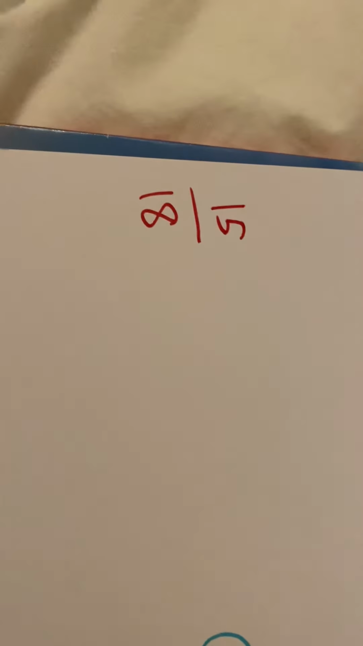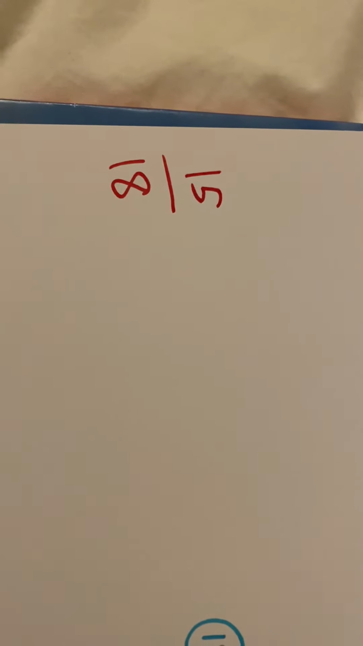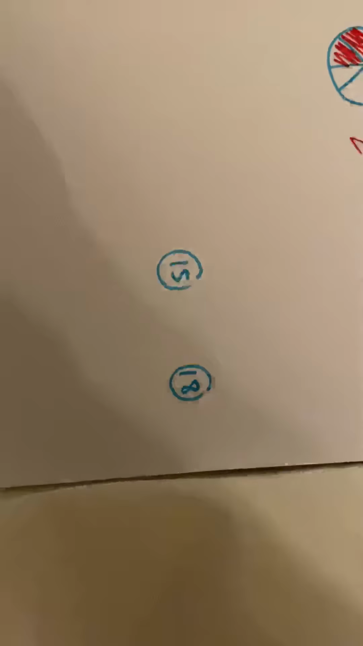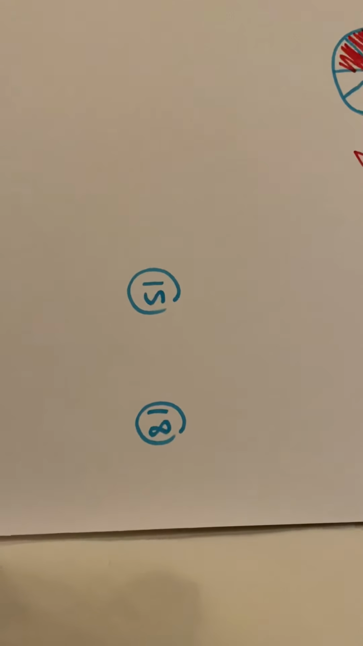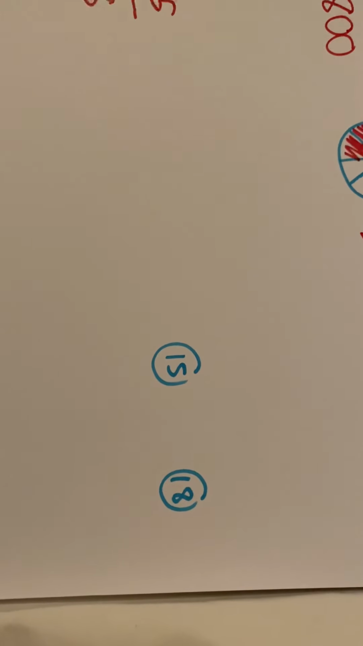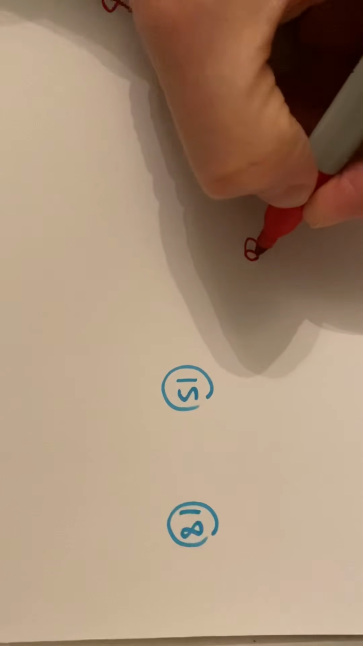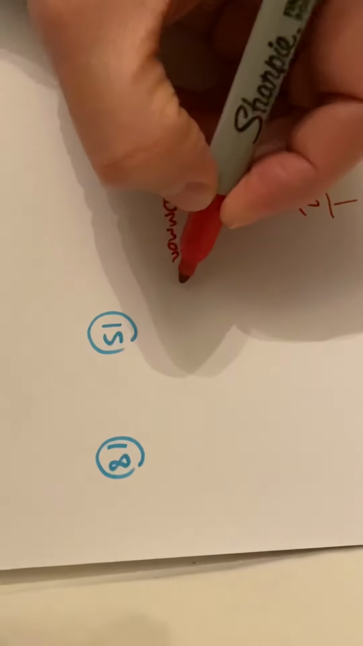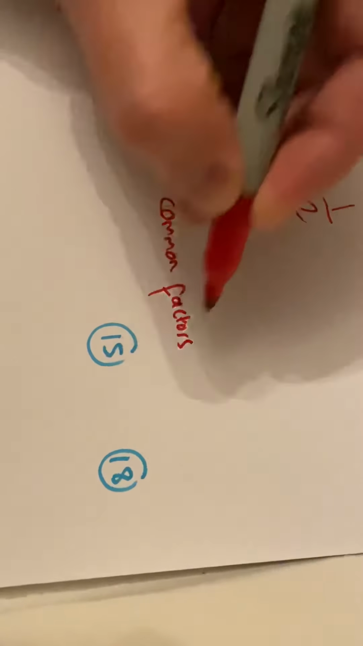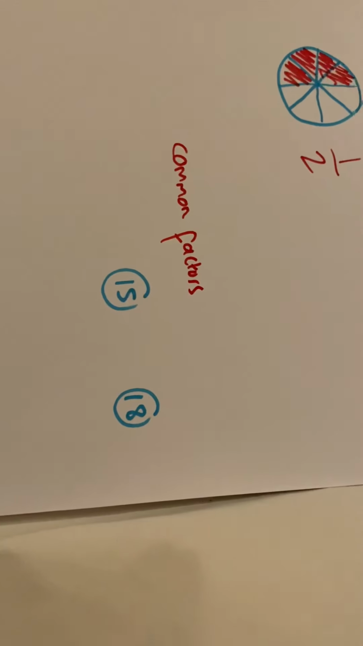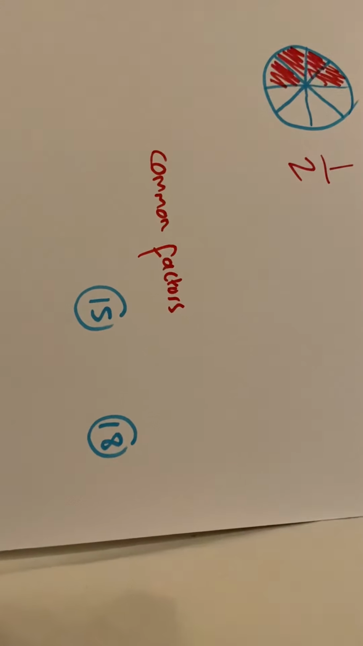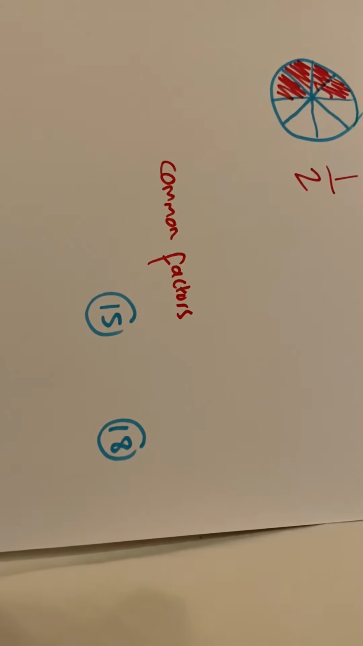Okay, 15/18. This isn't one that you could probably use a diagram for, but I'm going to show you the traditional way to find a simplified fraction and the most simple fraction. That's the important thing. So I've got 15 and 18 here. What we want to find is the factors, and more importantly, the common factors. So if I put here common factors, that's what we're looking for. So I'm going to list all the factors of 15 and all the factors of 18 and see if they share any. I think they will.